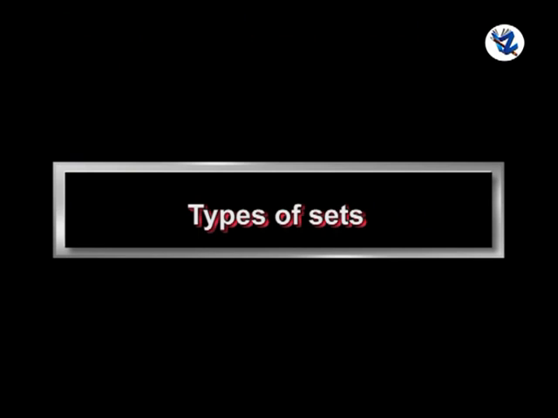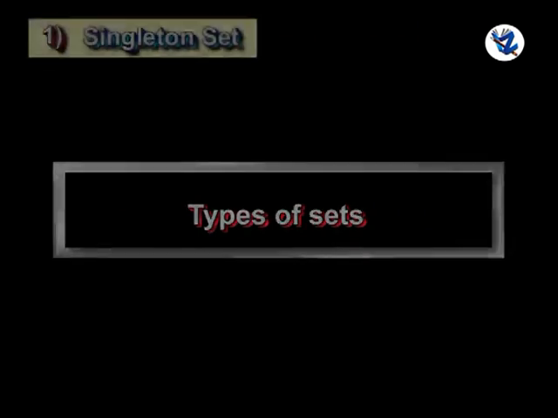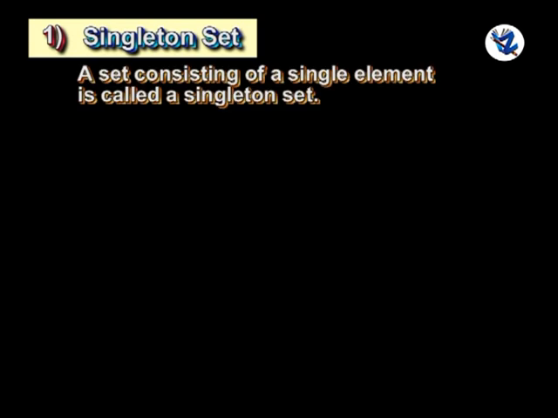Now let's see the types of sets. Singleton set. A set consisting of a single element is called a singleton set. For example, A is equal to {4}.